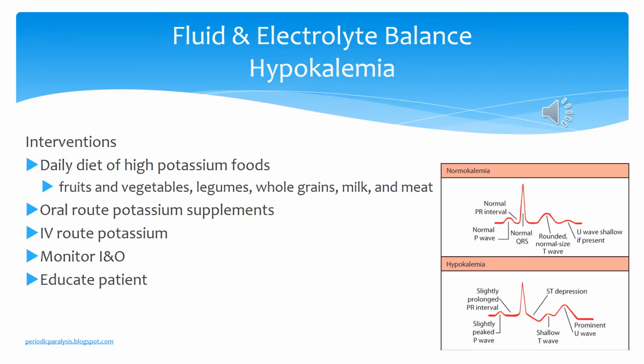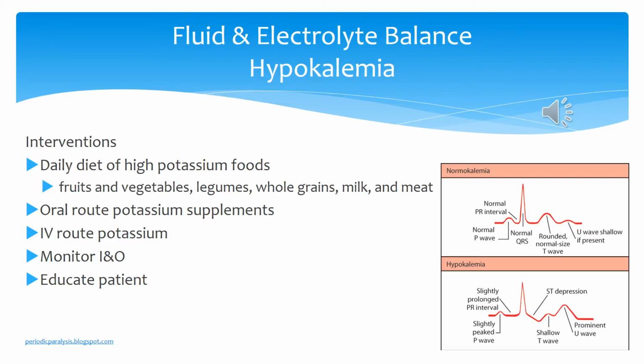For patients who are at risk for hypokalemia, a diet containing sufficient potassium should be provided. Foods high in potassium include most fruits and vegetables, legumes, whole grains, milk, and meat. When dietary intake is inadequate for any reason, oral or IV potassium supplements may be prescribed.